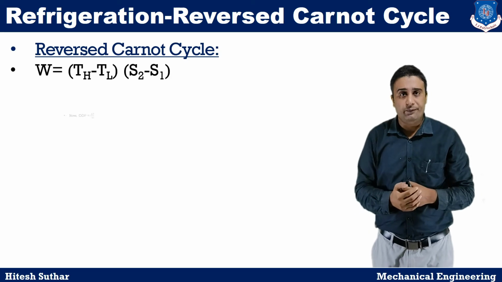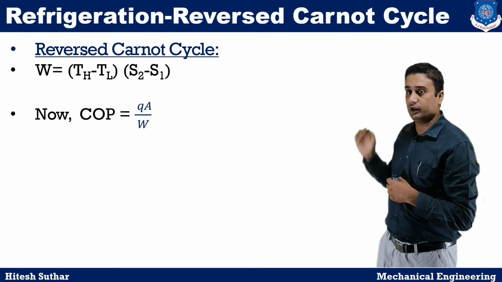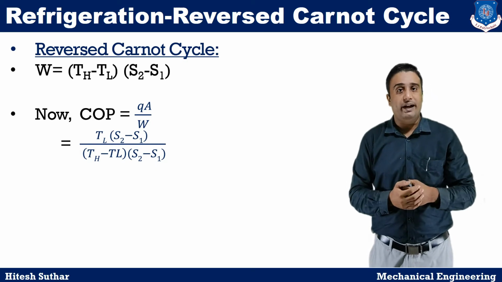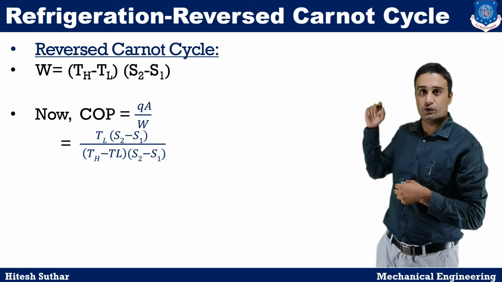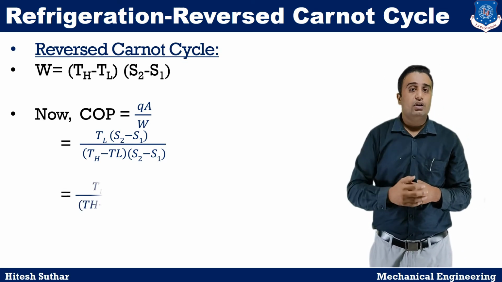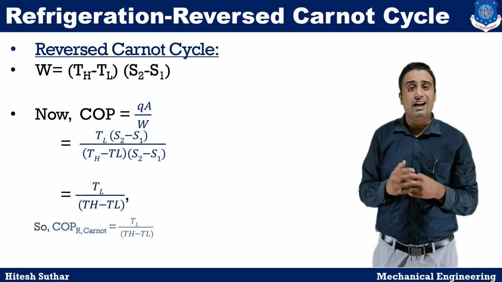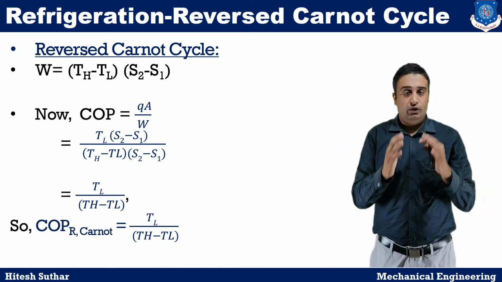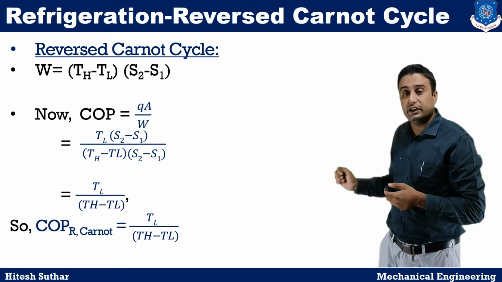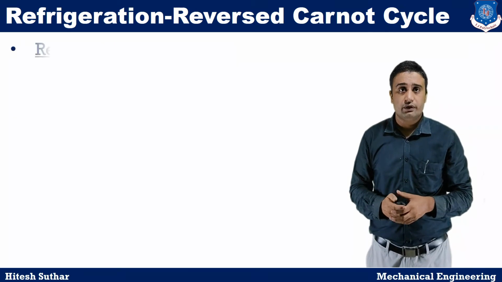Now we will find the COP. COP is QA upon work done, that is, the heat absorbed upon work done. We already calculated the heat absorbed, TL into (S2 minus S1), and the work done, (TH minus TL) into (S2 minus S1). The term (S2 minus S1) cancels out, and we get the COP as TL upon (TH minus TL). So the COP of the reversed Carnot cycle is equal to TL upon (TH minus TL).